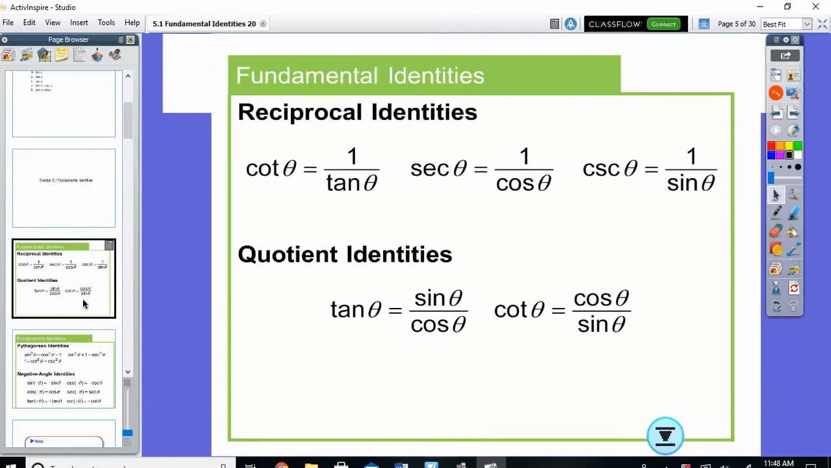This is the only day that some of these formulas are ones you have to have memorized. Everything after today I'll give you every time. But the reciprocal identities, you should know these.